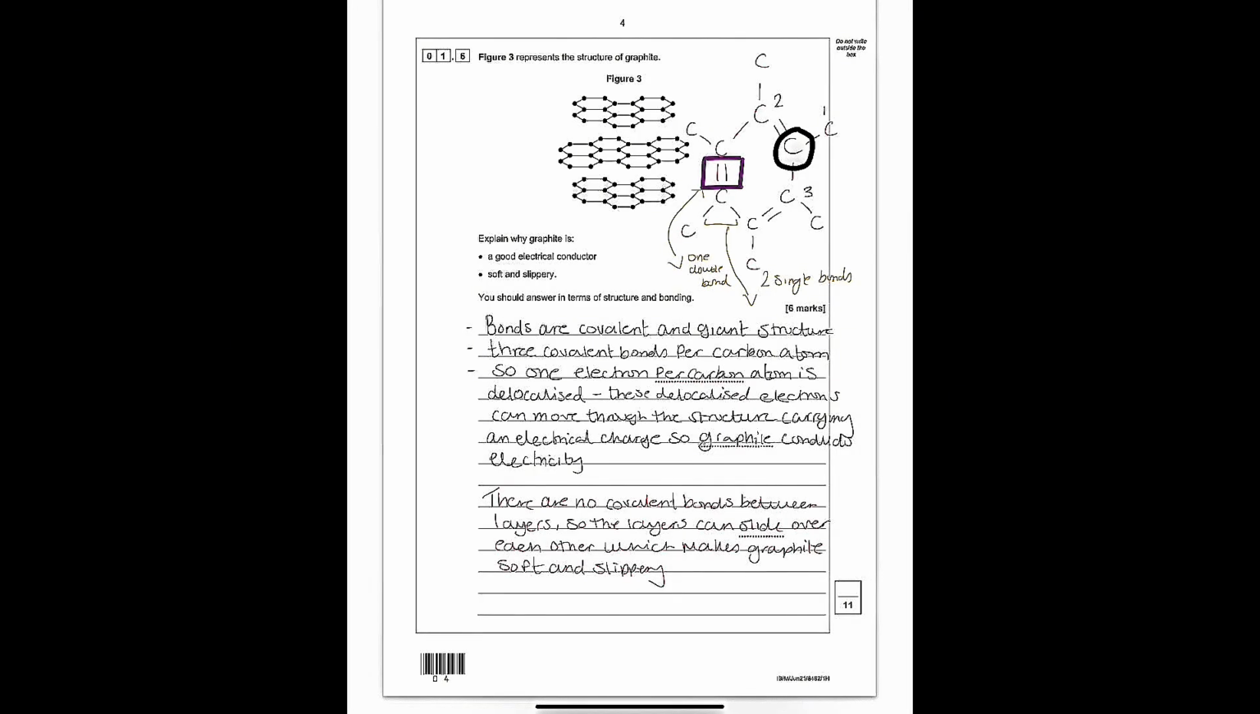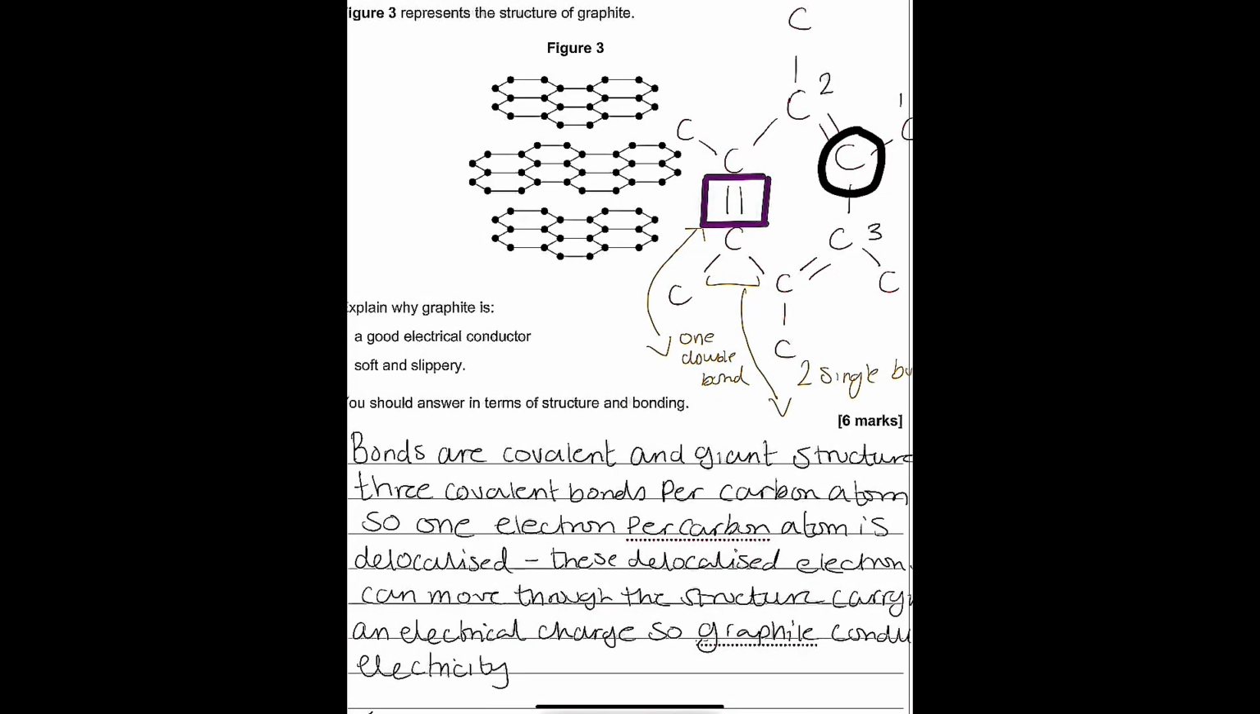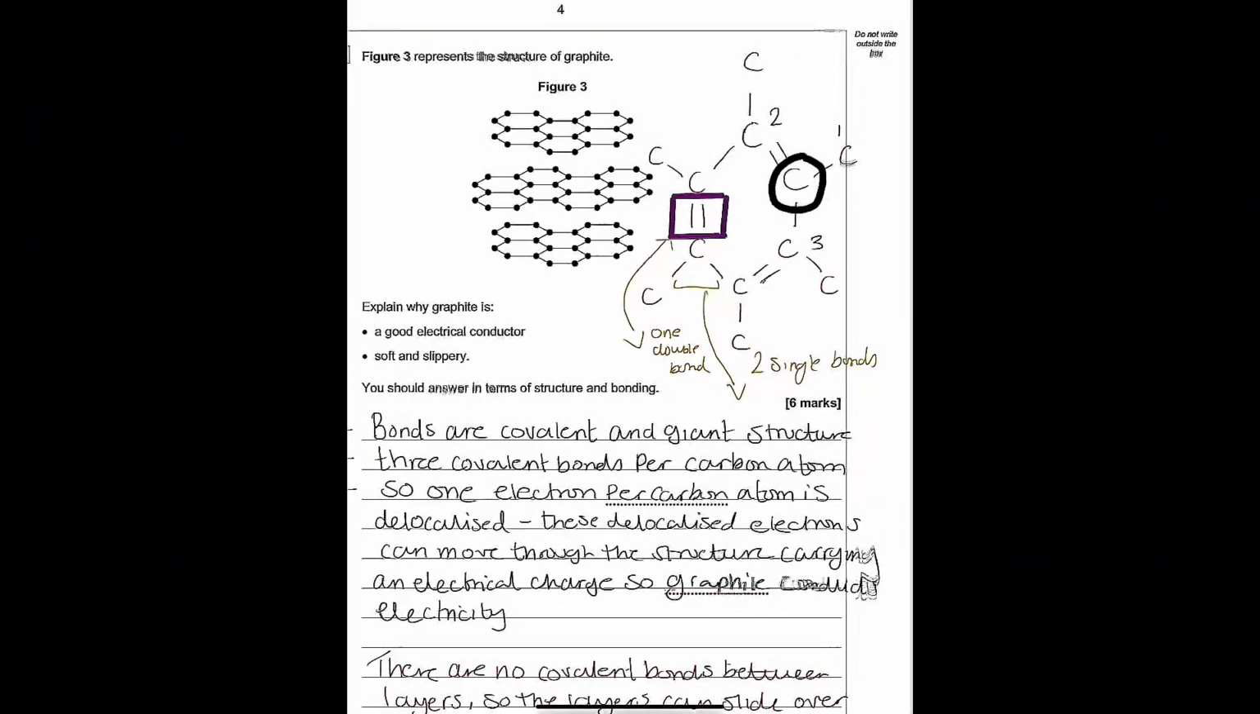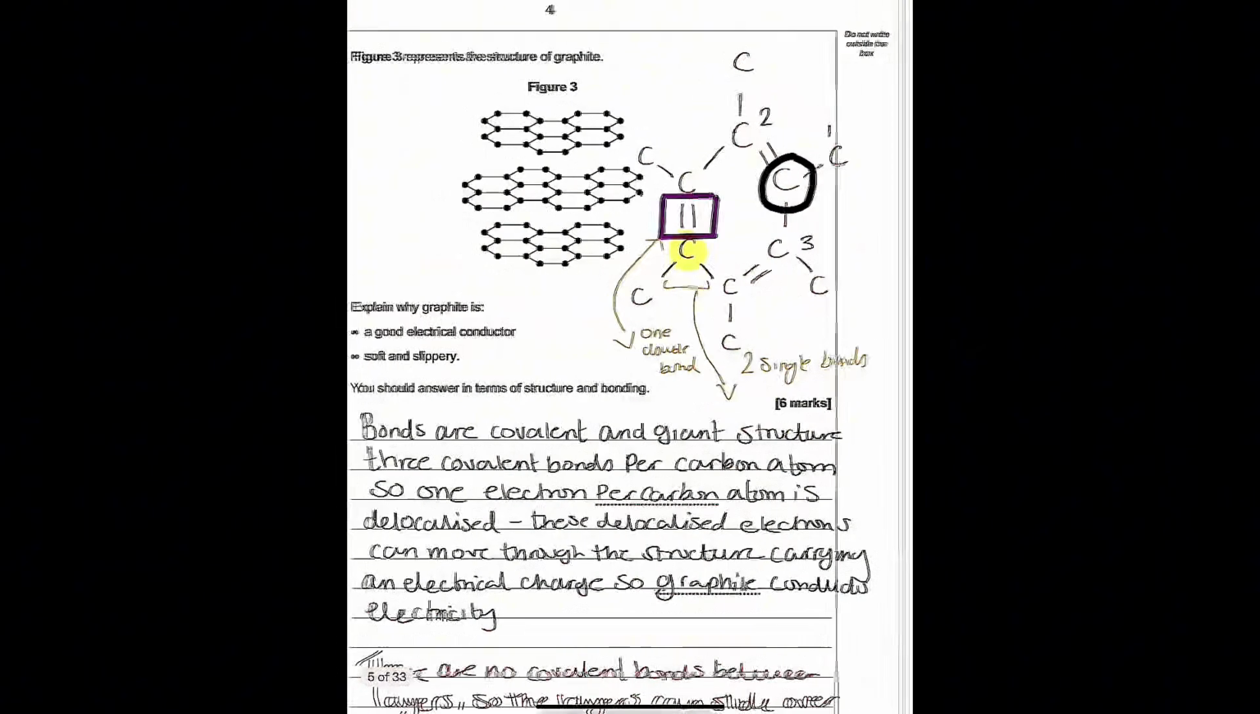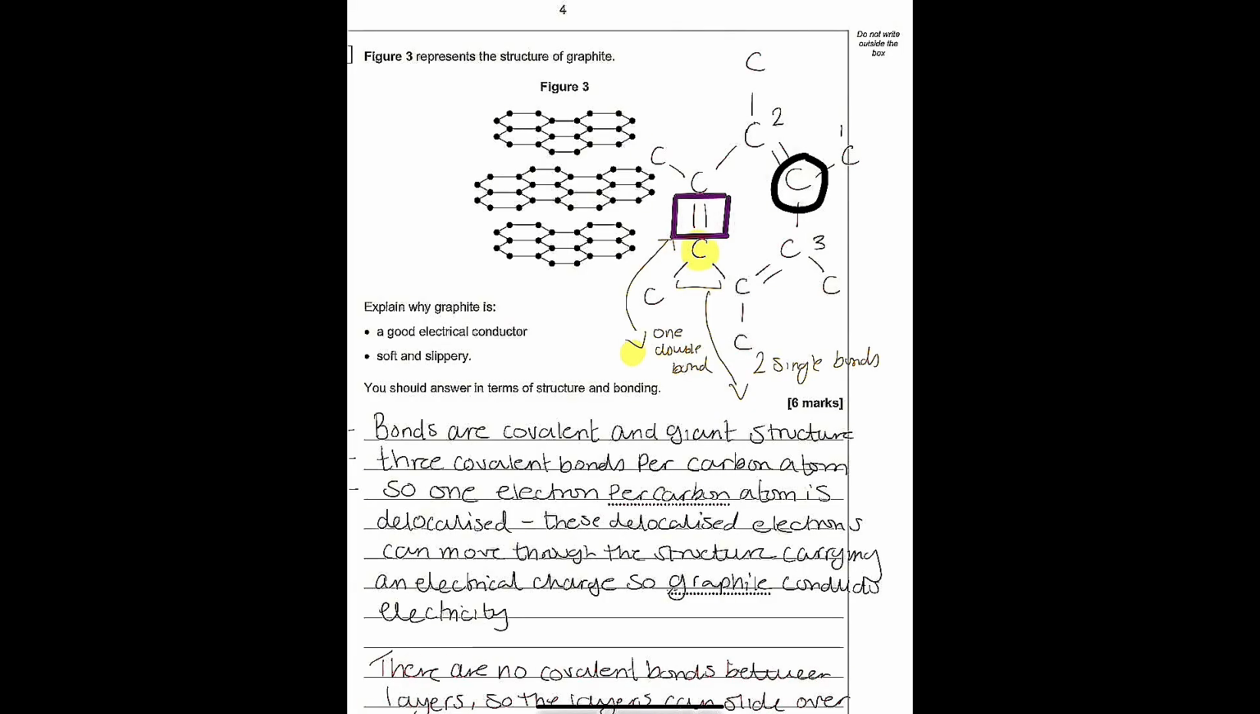So firstly, when we look at figure 3, we can clearly see that graphite is made of repeating hexagons. And also we can see that each carbon atom, which I'm going to highlight over here, has one double bond and 2 single bonds as well. And also we can see each carbon atom over here, which I'm going to highlight blue, is bonded to 3 other carbon atoms, which I've labeled as 1, 2, and 3.